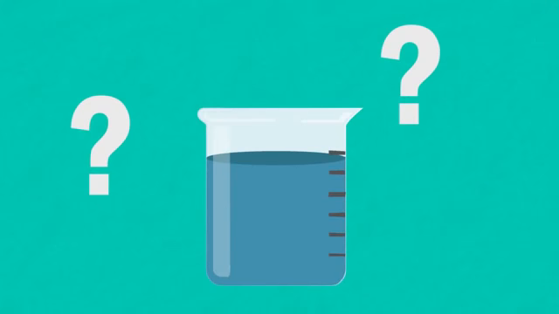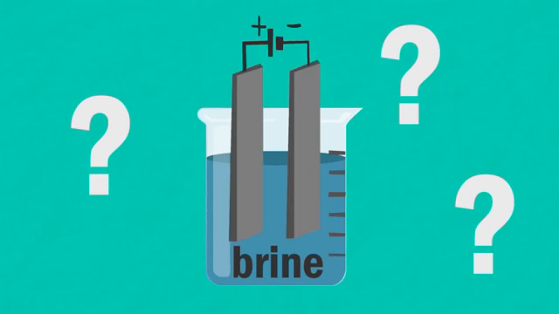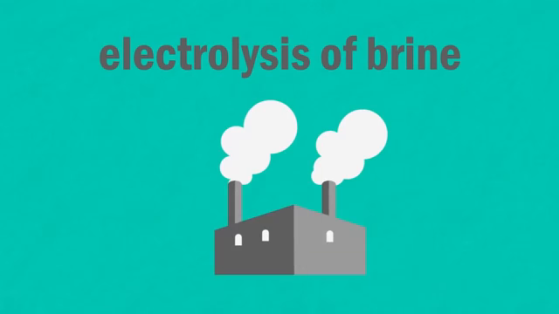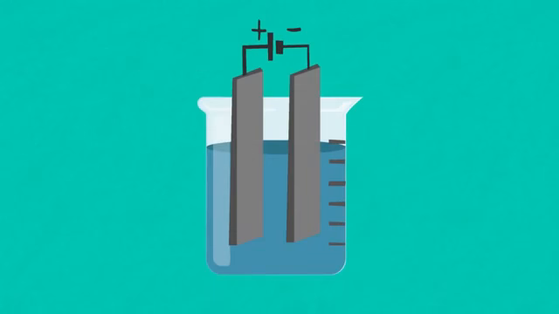This lesson looks at what happens when brine undergoes electrolysis. You may need to look at our lesson What Happens in Electrolysis before going any further. The electrolysis of brine is an industrial process which is carried out on a large scale, but we can look at the process on a smaller scale in the laboratory.